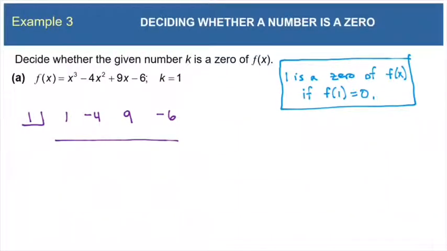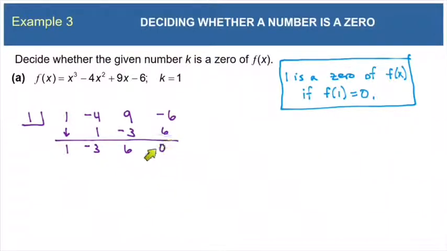Now we are ready to pull down. So we pull down that 1, multiply that. 1 times 1 is 1. Now add. -4 plus 1 is -3. 1 times -3 is -3. Now add. 9 plus -3 is 6. Now multiply that. 1 times 6 is 6. And now add. And we get 0.